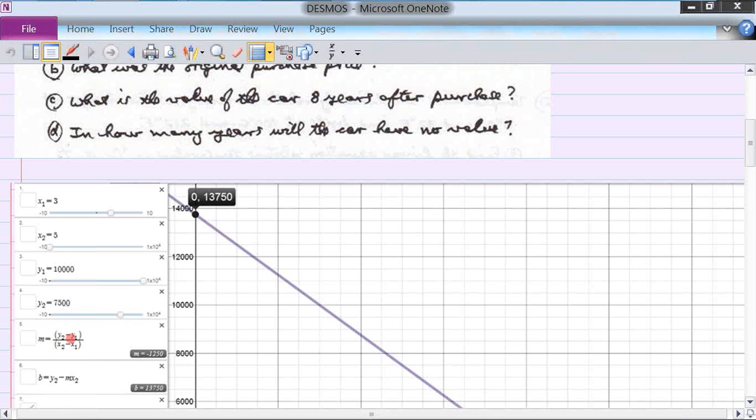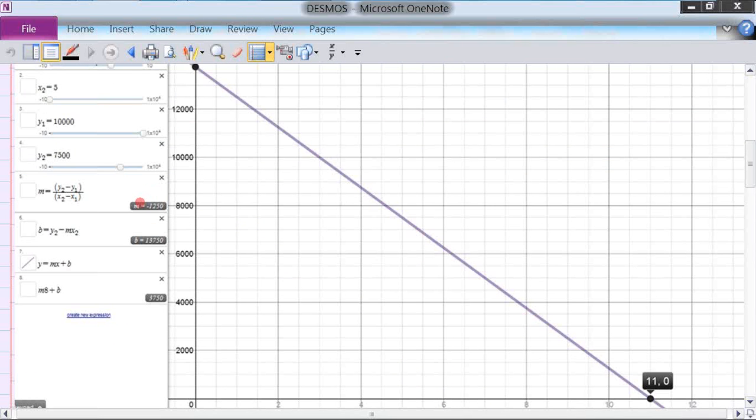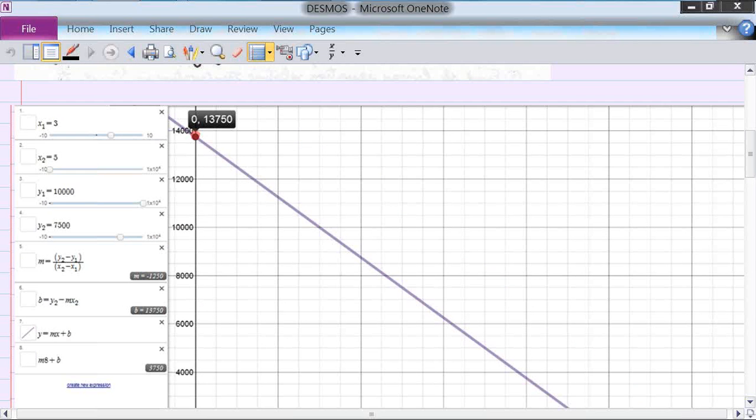So here's the formula for the slope. I calculate the difference in the Y's over the difference in the X's, and you can see the slope is negative 1,250. So I know the value of M. Then I calculate B by putting an ordered pair in here, Y2, X2, and using the M. I could say B equals Y1 minus M X1. It'll give me the same value. And the value of B is 13,750, which of course is the y-intercept, and it's right over here.